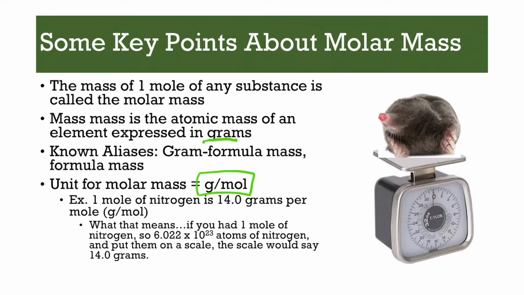So what that means is that if you had 1 mole of nitrogen, so you had 6.022 times 10 to the 23 atoms of that nitrogen, you put all of them on a scale. The scale would say, hey, you got 14 grams. So having 1 mole of something doesn't necessarily mean you have a lot of something. I think a paper clip is about 5 grams. So if you had a mole of nitrogen, that's about 3 paper clips of mass. Okay.